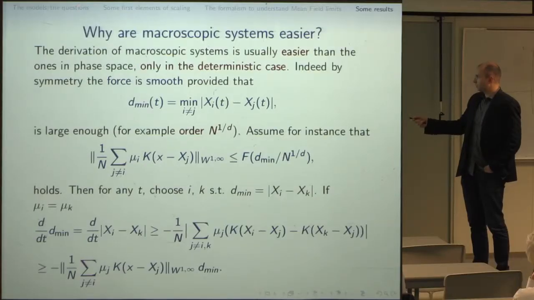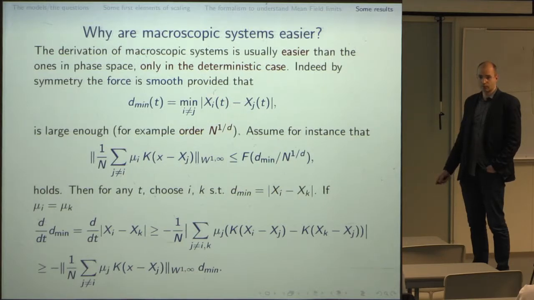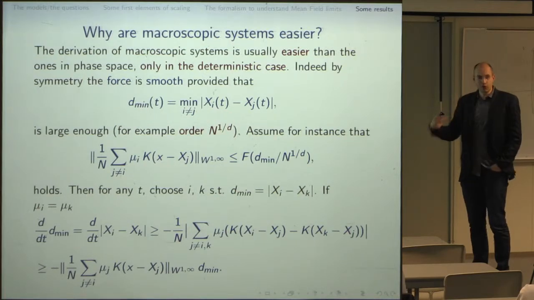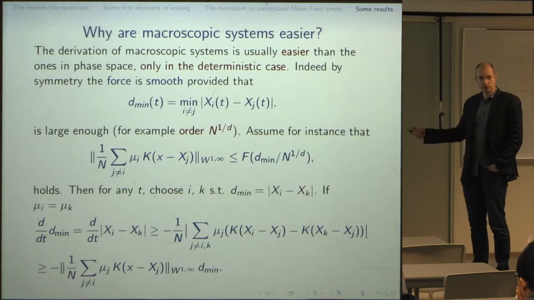So here's an example of strategy in the macroscopic case. You control the minimum distance between the particles. By symmetry, you can show that as long as this minimum distance is of the right order, and I've written the order here, then the force is actually smooth. So you have estimates like that. The Lipschitz norm of the force term can actually be controlled by some function of this minimal distance divided by the right scale.